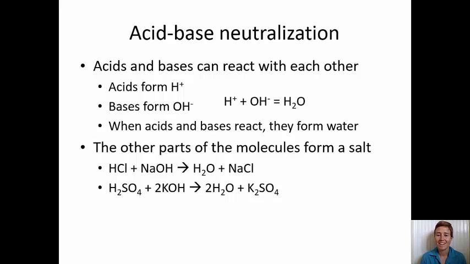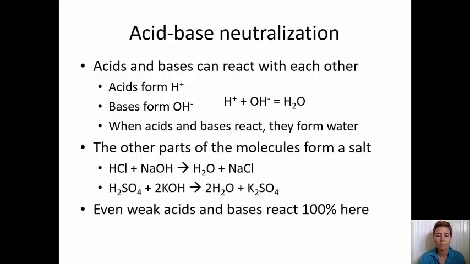So I know that I said that second one was weak. That's only when it's reacting with water. When it's reacting with a real base like KOH, it goes completely. Notice both of these arrows are complete. They're normal arrows. They go 100%. So even weak acids and bases react 100% with each other. It's just with water that they are weak.